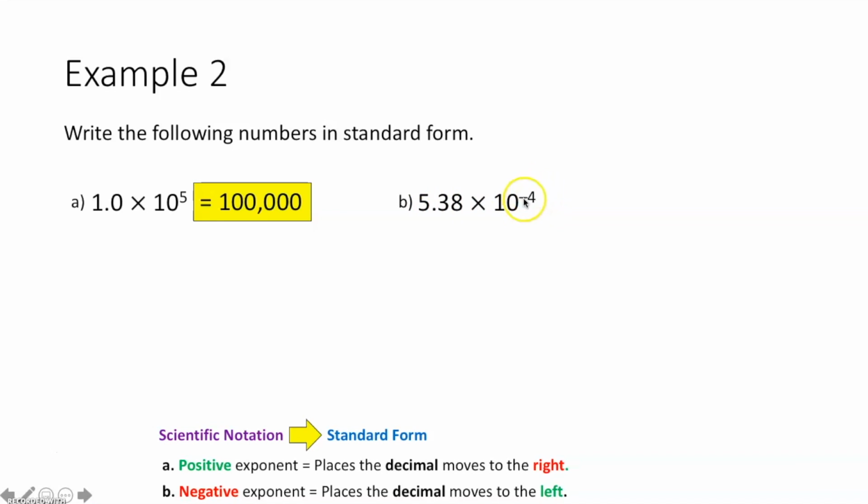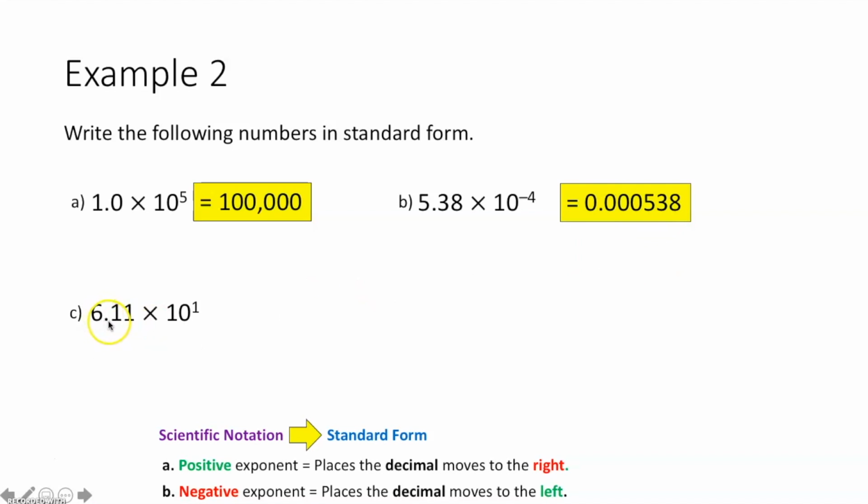Since it's a negative exponent, I'm going to move the decimal place to the left that many times. So negative 4, I move the decimal to the left 4 decimal places. 1, 2, 3, 4. Now, again, any decimal place that you skip where there isn't a number, you're going to put in a 0. So in this case, it would be 0.000538 since I moved the decimal place over 4 times.